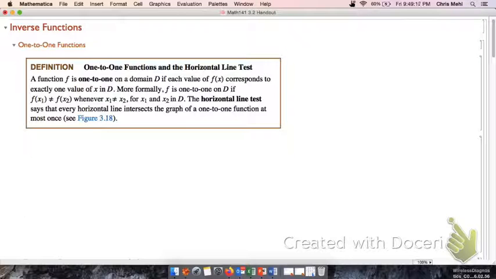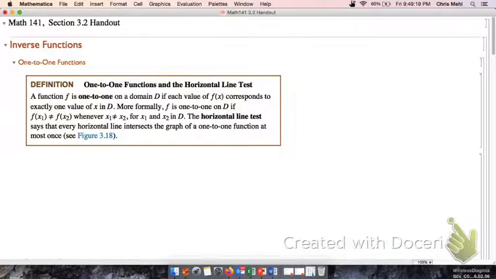Okay, so now what we're going to talk about is section 3.2, which is entitled Inverse Functions. Chapter 3 is about exponential functions, and then we're going to study what are called logarithmic functions. And it turns out that exponential functions and logarithmic functions are related to each other, and specifically they're what are called inverse functions of each other.